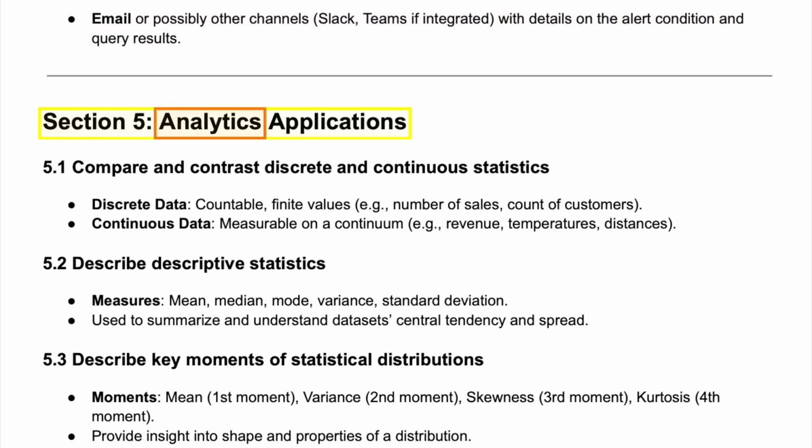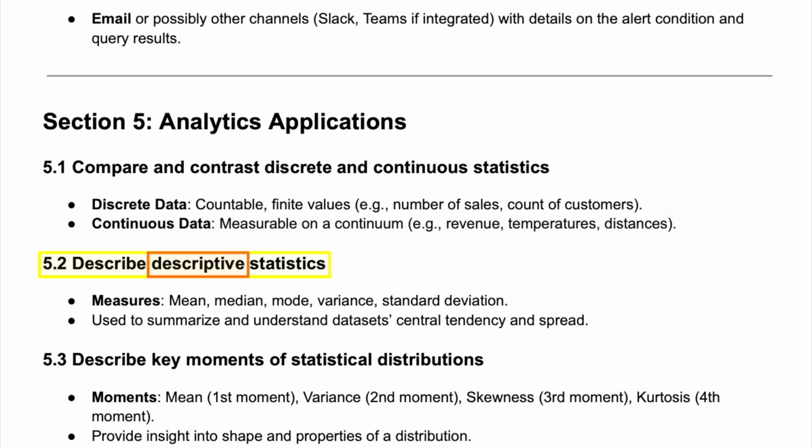Section 5. Analytics Applications. 5.1 Compare and contrast discrete and continuous statistics. Discrete data, countable, finite values. For example, number of sales, count of customers. Continuous data, measurable on a continuum. For example, revenue, temperatures, distances.